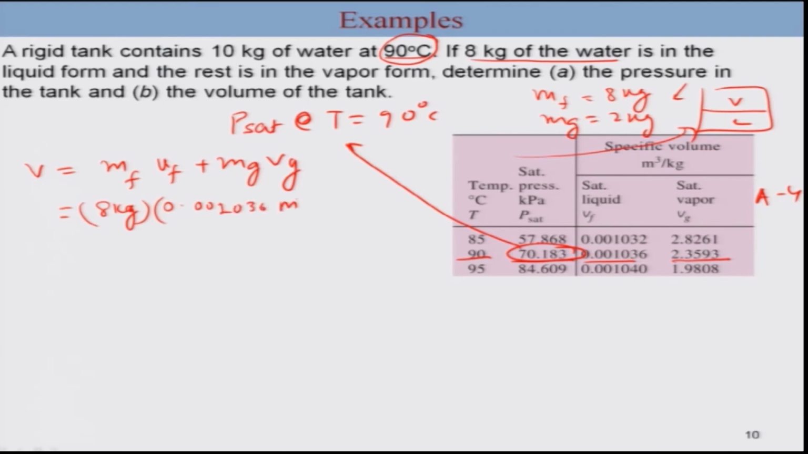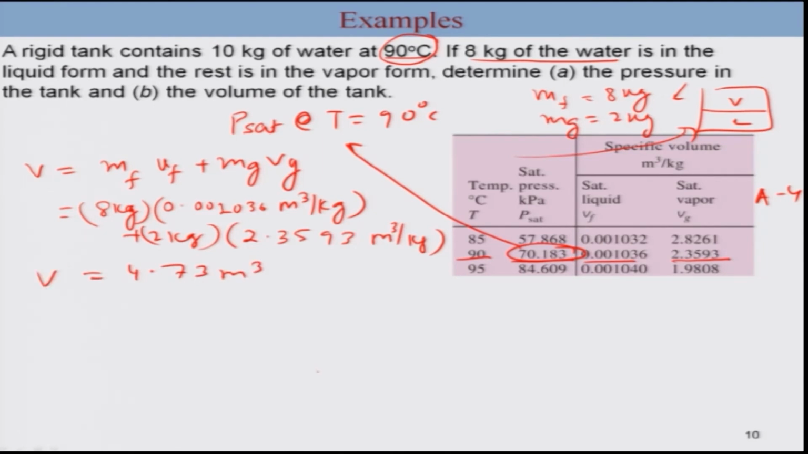0.001036 plus 2 kg into 2.3593 meter cube per kg. Hence your value is 4.73 meter cube. So this is one way of solving such a problem.